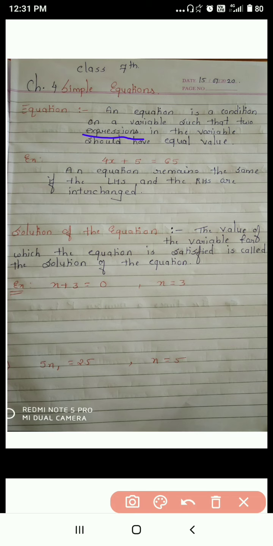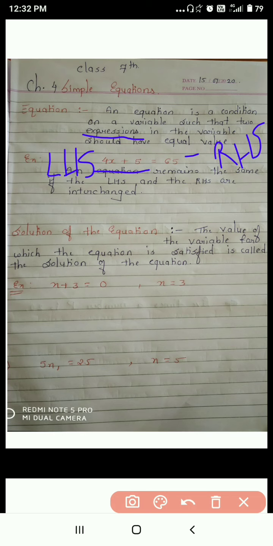Suppose 4x plus 5 equal to 65. This 4x plus 5 is your expression. But when you keep the equal sign and write 65, it becomes an equation. So an equation has two sides, LHS and RHS. Here this side is LHS, that side is RHS. LHS means left hand side, RHS means right hand side.